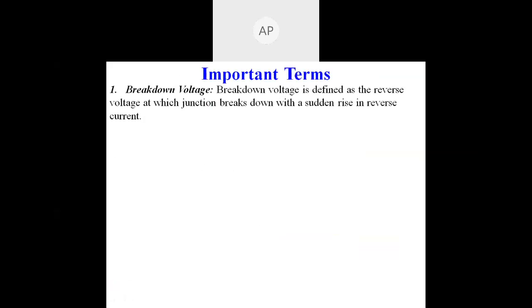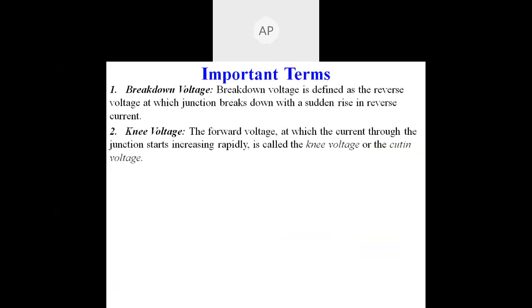Now, the important terms associated with the PN junction diode. We will concentrate on those. First is the breakdown voltage. What is the breakdown voltage? Breakdown voltage is defined as the maximum reverse voltage at which the junction breaks down with a sudden rise in reverse current. If the diode is under reverse bias configuration and we want current to flow, we need to apply a maximum reverse voltage.